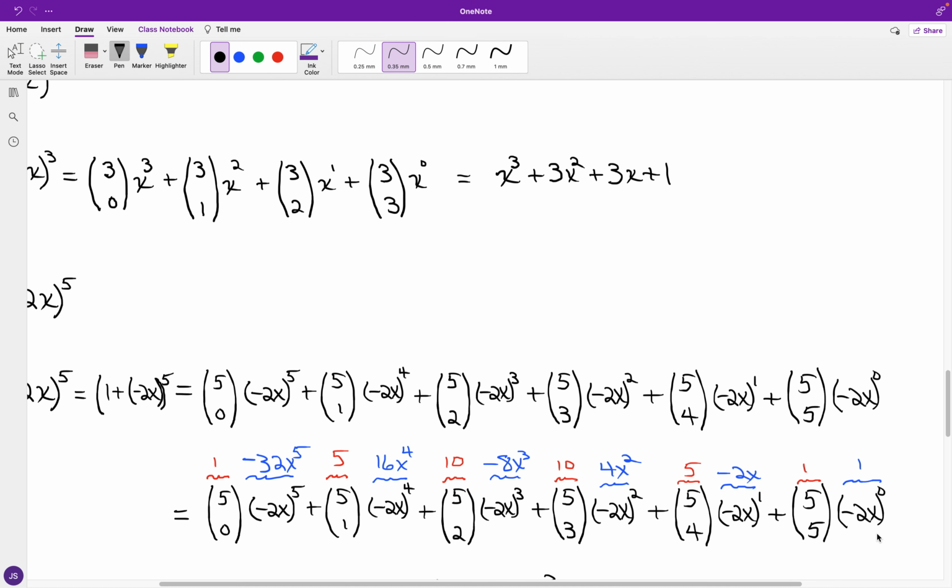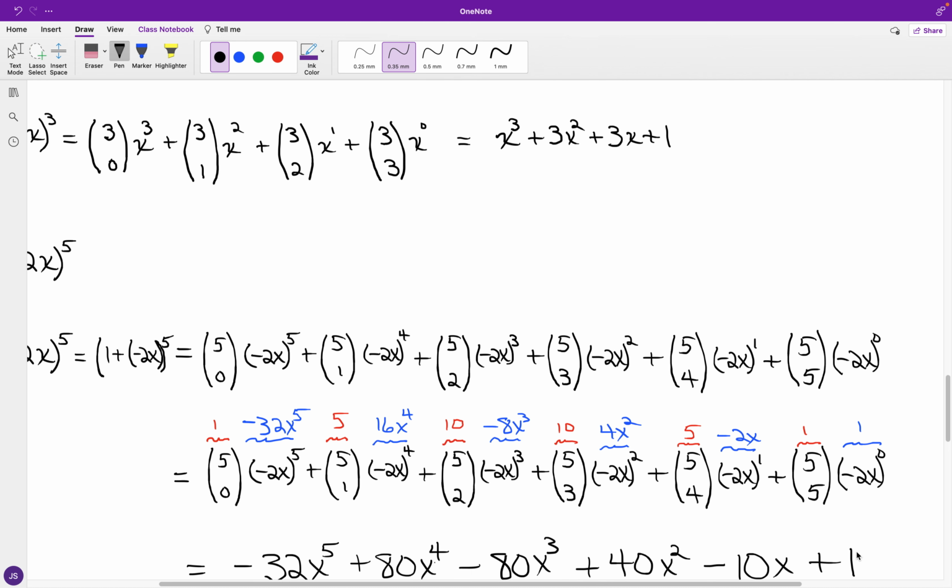So just looking at the items here, 5 taking none, 5 taking 1, those binomial coefficients reduce respectively to 1, 5, 10, 10, 5, and 1. And for the powers of negative 2x, fifth order, we have negative 32x to the fifth. Then we have 16x to the fourth, negative 8x cubed, 4x squared, negative 2x, and again we have 1.